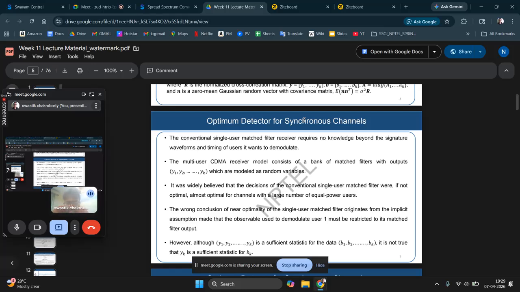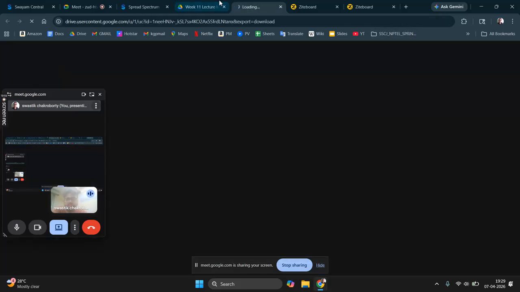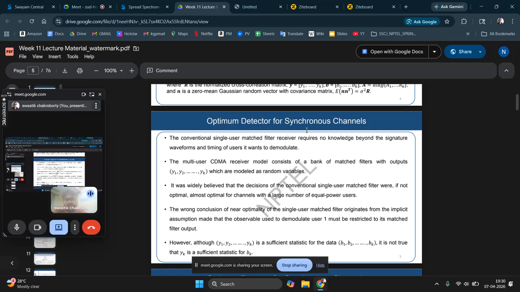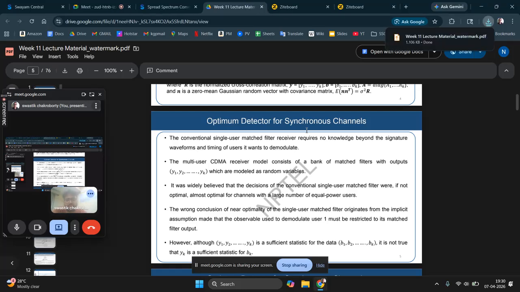It is widely believed that the decision of the conventional single-user matched filter was, if not optimal, almost optimal for a channel with a large number of equal power users. So if you have a large number of equal power users, then your matched filter is, if not optimal, nearly optimal.